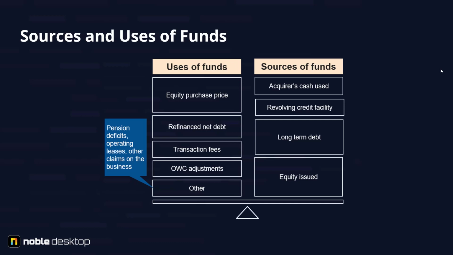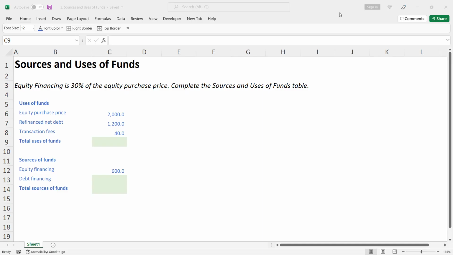Sources of funds in this scenario would include equity issued, long-term debt, revolving credit facility as a source of debt as well, and acquirer's cash used, if any. The proposed capital structure is among the most important return drivers in an M&A transaction, and the investor usually has the role of plugging with equity the remaining gap between the sources and uses for the transaction to proceed and close. Let's complete this exercise for the sources and uses of funds table.